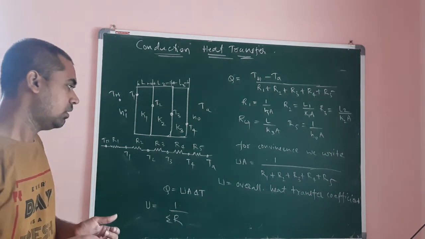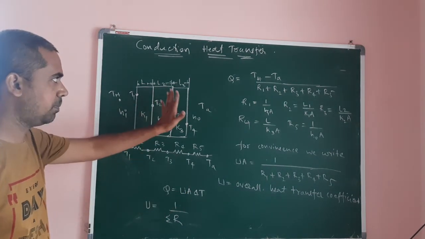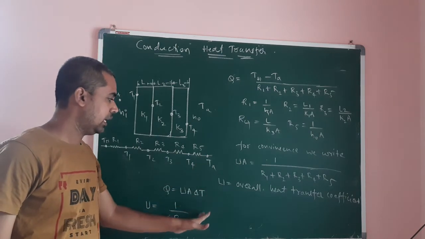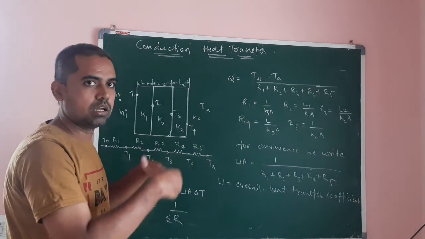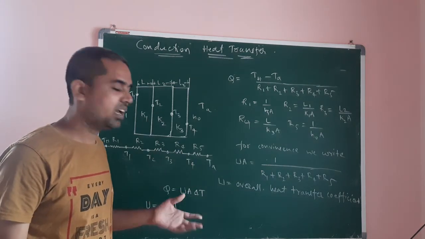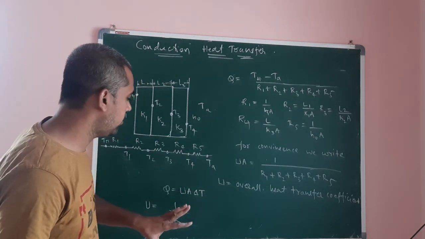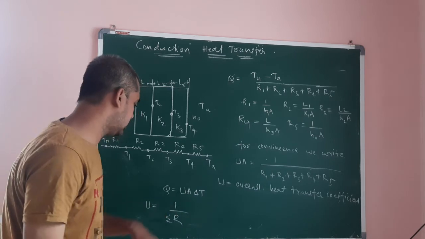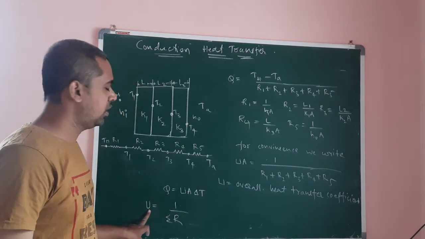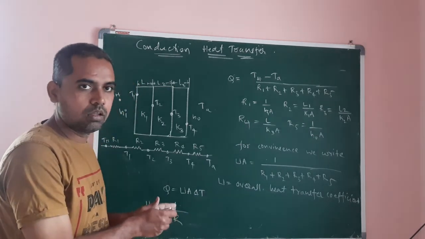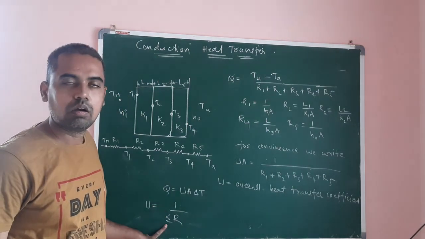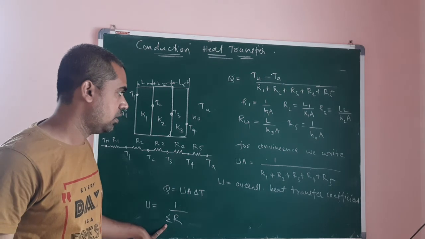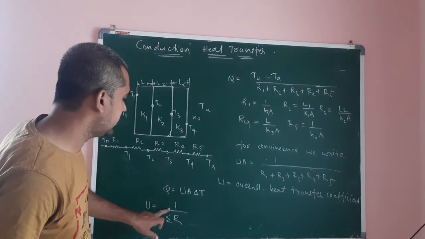There is a depth here, because for a plain wall we can take the area as common, but if it is a hollow cylinder or a sphere, then the area will have some meaning. We will discuss that one. But at basics we can write U is equal to 1 divided by the summation of R.